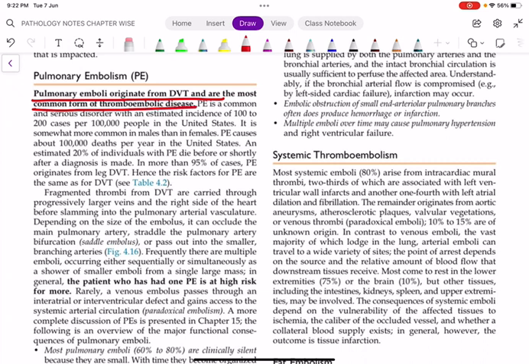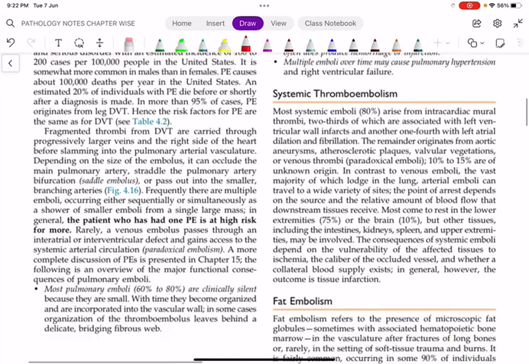Remember, I told you DVT is the most important risk factor. So, the fragmented thrombus from the deep vein thrombosis. Why is there a deep vein thrombosis? What do you mean by deep vein thrombosis? In the lower limb, we have superficial veins and deep veins. Superficial veins are the great saphenous vein and short saphenous vein, whereas the deep veins are the popliteal vein, femoral vein, and so on.